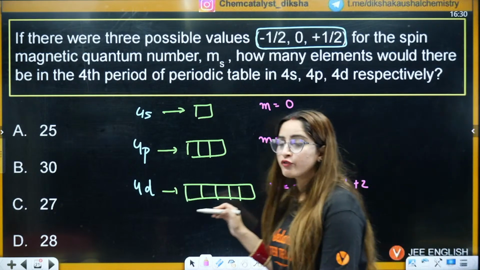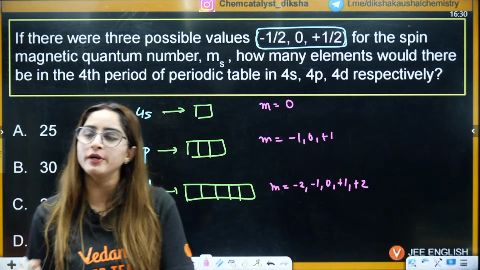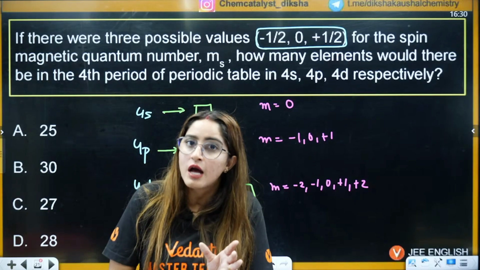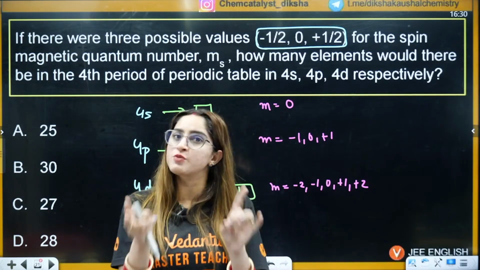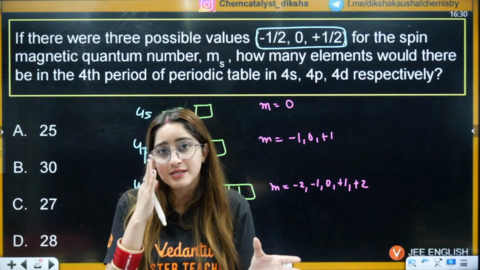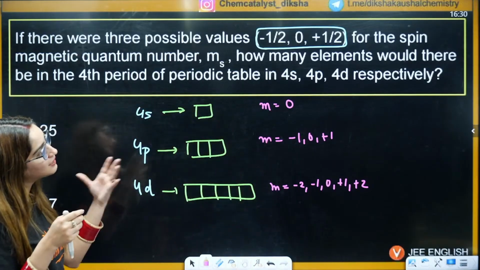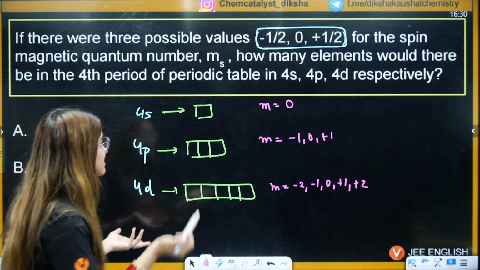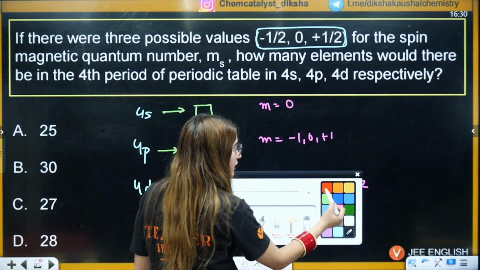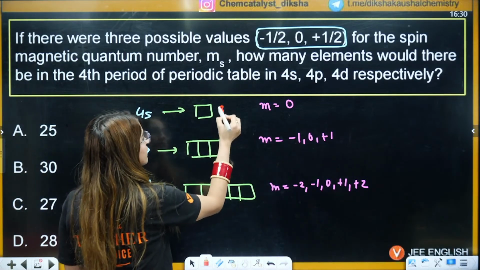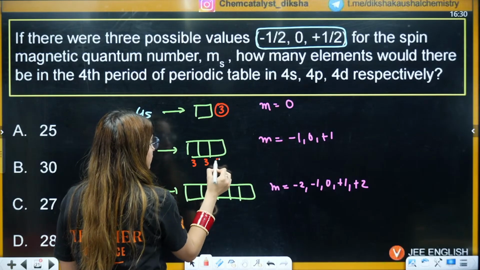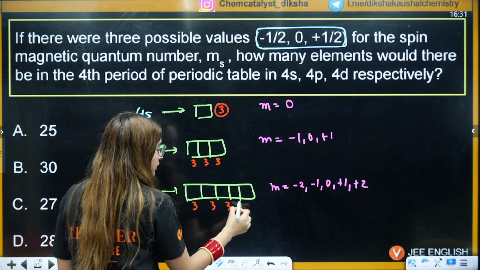Now earlier what we were saying is that in one orbital only 2 electrons can go. Why? Because one will have opposite spin. One is plus half, one is minus half. Here we are saying that there are 3 spins. So that means in each box there will be 3 electrons here. So 3 will be here, 3, 3, 3. It will be 3, 3, 3, 3, 3.